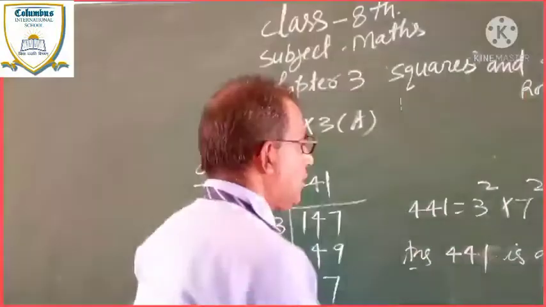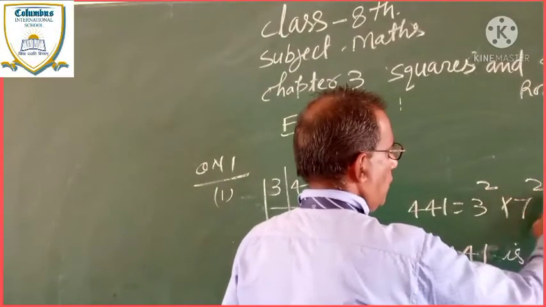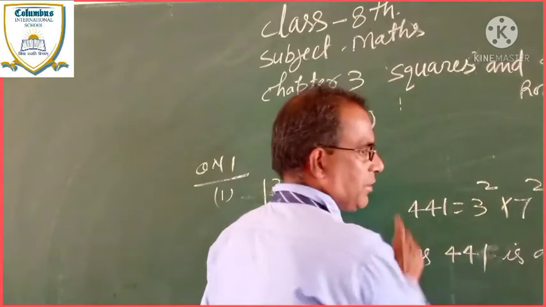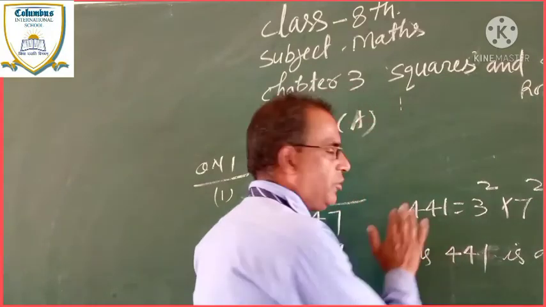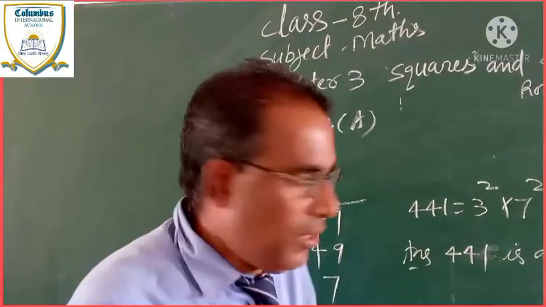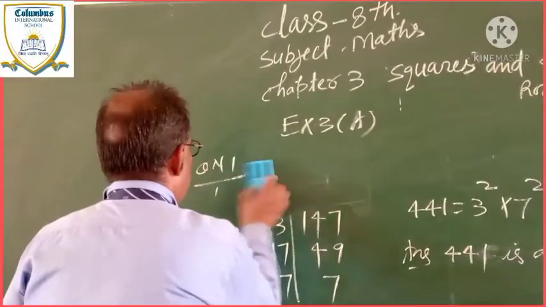If we get the squares of the 2 or 3 or 4 numbers, then it is a perfect square. If any number is not found in a pair, then it is not a perfect square. For example, let us see another question.